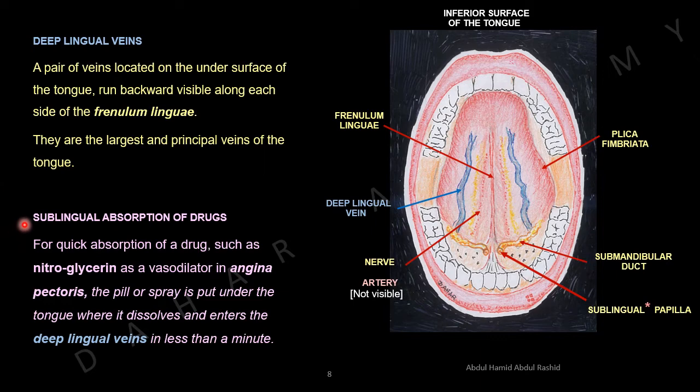Sublingual absorption of drugs. For quick absorption of a drug, such as nitroglycerin, as a vasodilator in angina pectoris, the pill or spray is put under the tongue where it is dissolved and absorbed through the deep lingual veins in less than 1 minute.